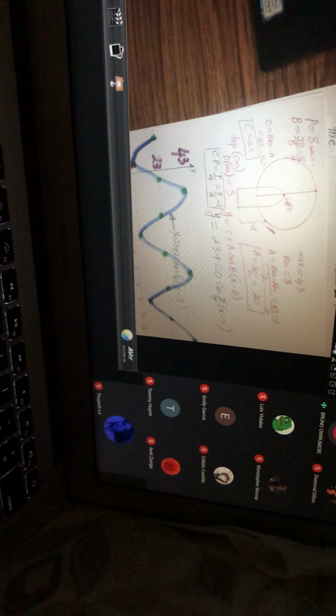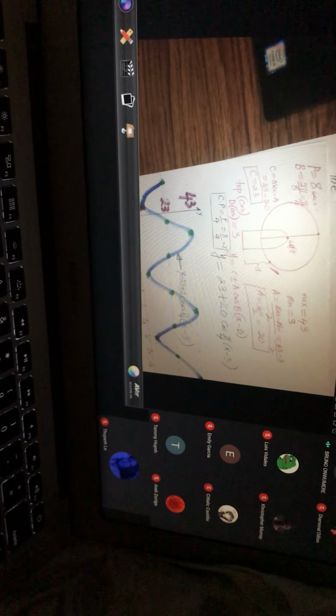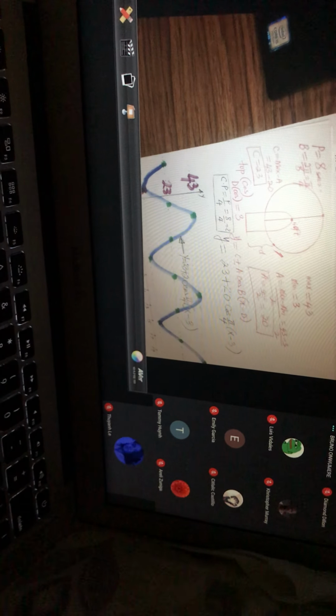Now, you have to find the CP. First of all, you got to find the B. They gave us the period for one revolution, one rotation. Sometimes they use the word rotation. Sometimes they use the word revolution. They're all talking about one complete period. How long it takes to make one cycle. One revolution is one cycle. One rotation is one cycle.